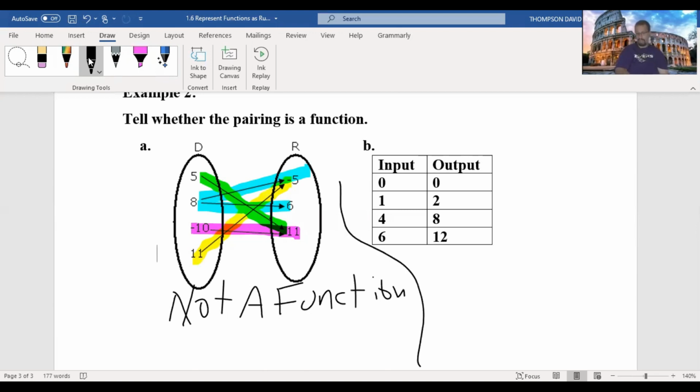Whereas on the opposite side, in part B, we have an input and an output. We have 0 going to 0, 1 going to 2, 4 going to 8, and 6 going to 2. There are no repeated input values, and every input value has an output value. So this is a function. And we are done with example 2.